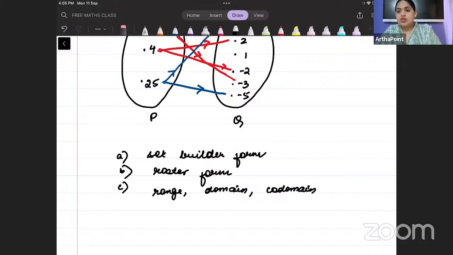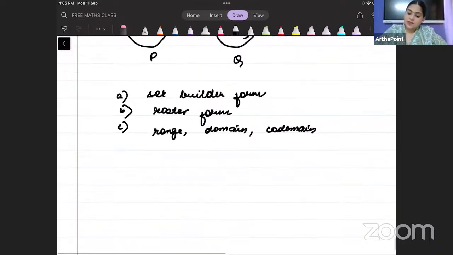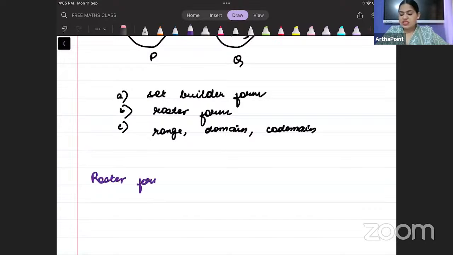Give me the range, domain, and codomain. Clear, beta? Okay, let's start. पहले हम लिखेंगे इसको roster form में. Roster form is the easiest, I feel.